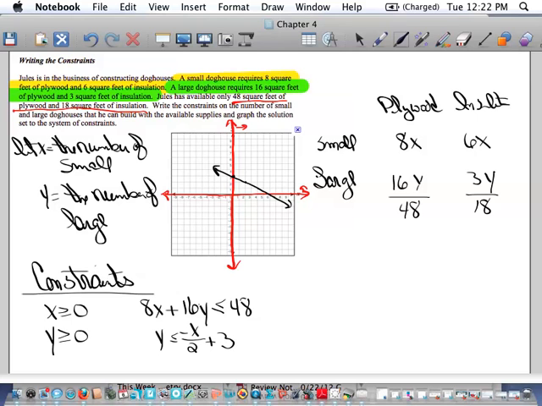The next line is going to be insulation. So 6 square feet of insulation times the number of small dog houses he builds plus 3 square feet of insulation times the number of large dog houses he builds. And he's limited to only 18 square feet of insulation. So putting this in slope-intercept form, we get y is less than or equal to negative 2x plus 6. So go ahead and graph that. My y-intercept is at 6. My slope is negative 2. So I can go ahead and sketch in that line.